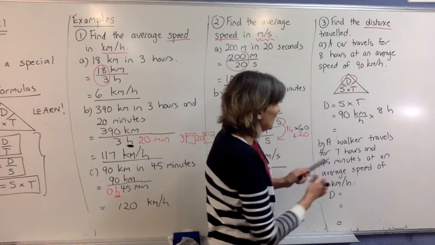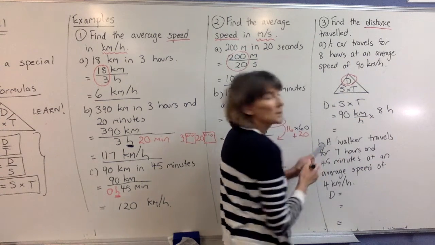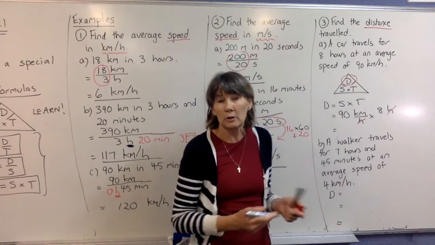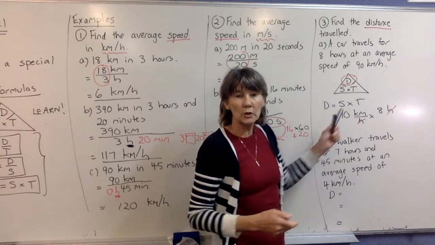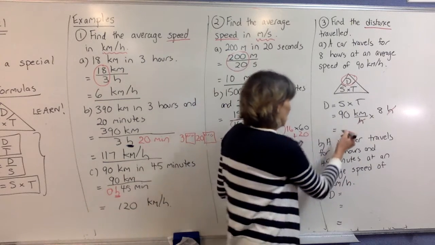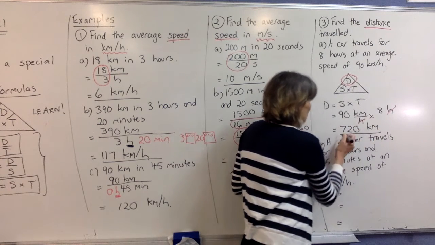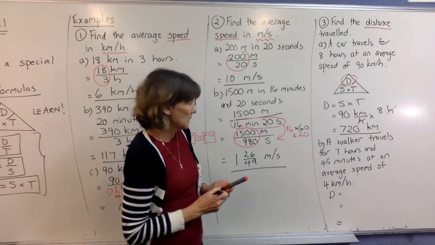All right, so remember what we did before. These units will cancel each other out. And that'll leave us with just kilometres, which is good because we're finding a distance. So just do 90 times 8 on your calculator and you'll get 720. And it is a distance. We'll write our kilometres on the end.